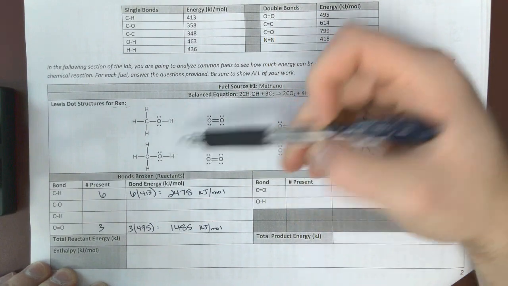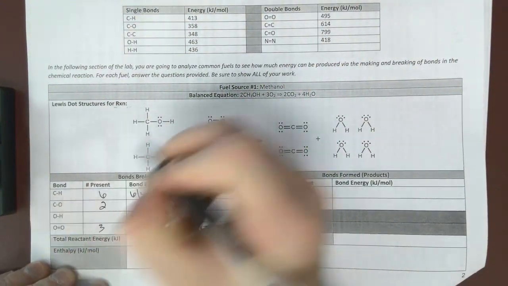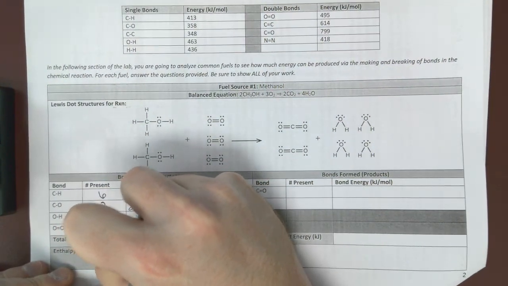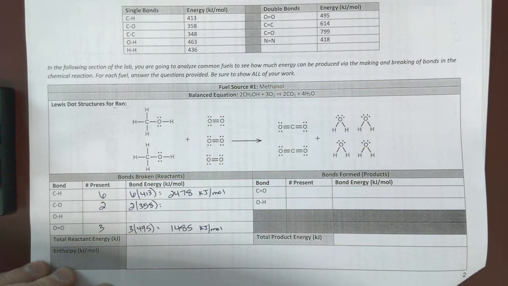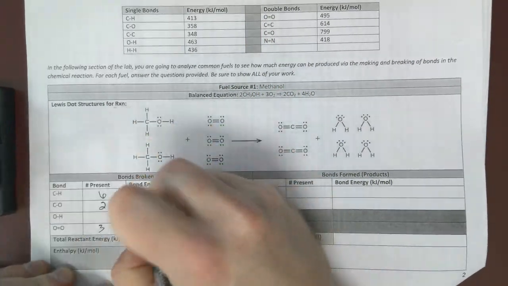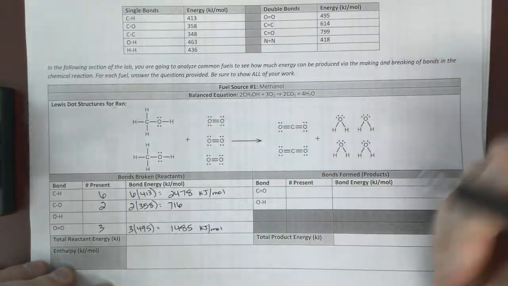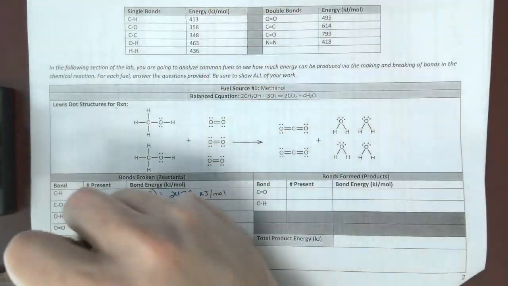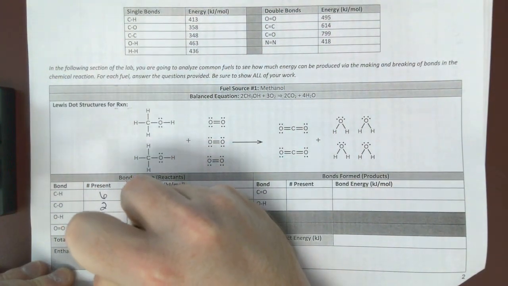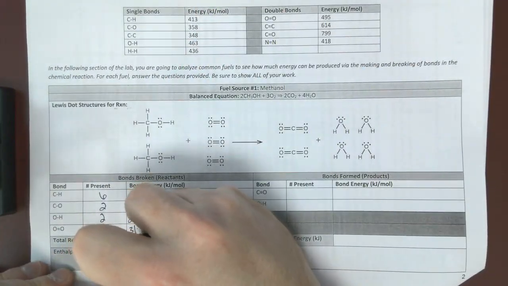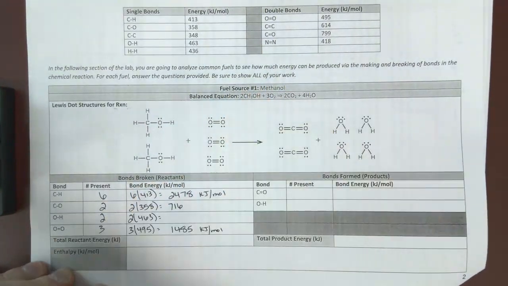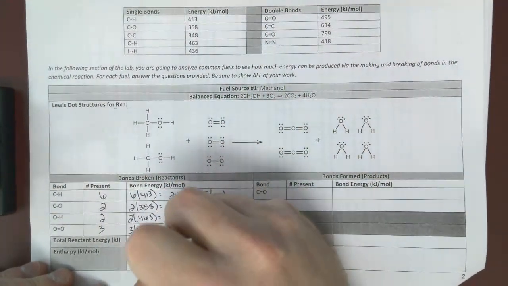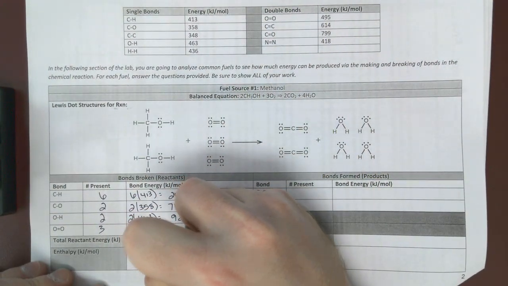Okay, and then I count my COs. So I have 1 and 2. So I put a 2 there. Look at my chart. I have 2 times 358. Go to my calculator. I get 716. And then I do count my OH bonds. So there's 1 here and 1 there. So I have 2. So 2 times, looking at my chart above, 463. So 2 times 463 in the calculator. And I get 926.